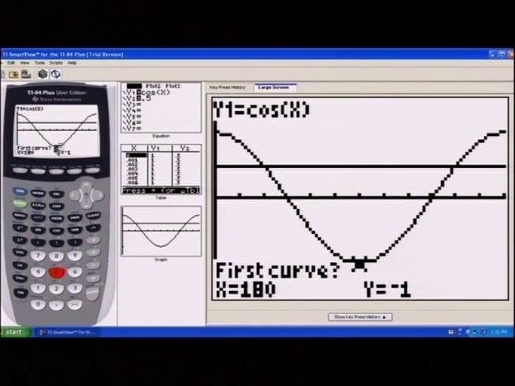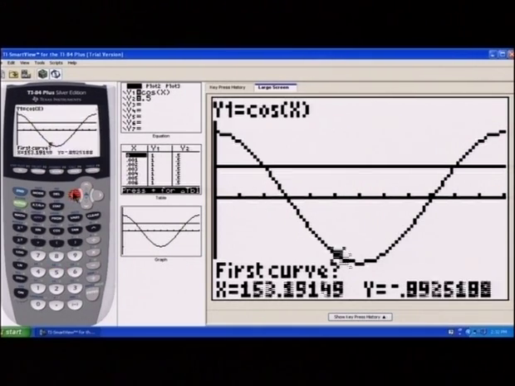It asked me for my first curve. Now remember, it'll go to the closest intersection point, so I usually get it closer to the one I'm looking for. So I'll find this one first.